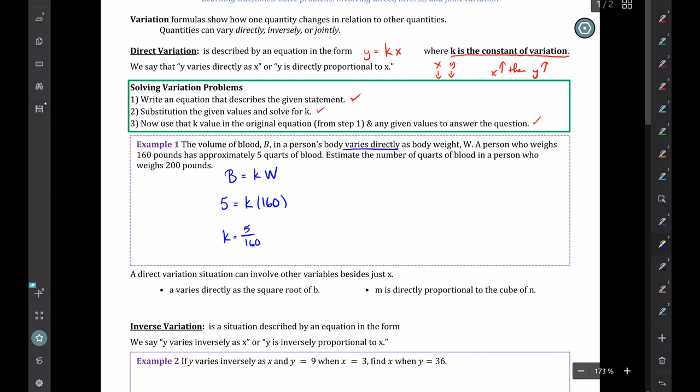Or you could write that as K is 0.03125. And as these variation problems are usually real-world problems, they tend to have some uglier numbers than what you're used to seeing, but that's fine. Okay, so again, let me just recall that B is the amount of blood in your body, and W was your weight.